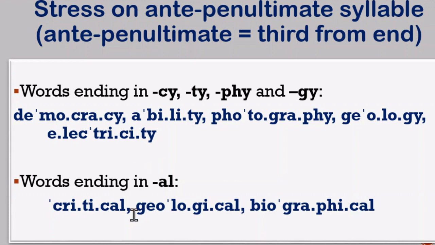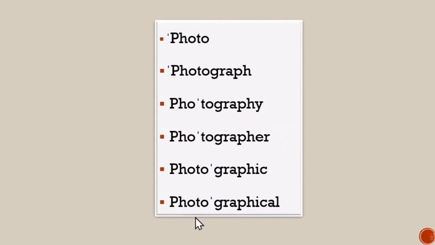Now words ending in -al, critical, see ante-penultimate. This is ultimate, penultimate, ante-penultimate. Geological, biographical. Right. I'm just trying to give you a feel of English stress. Look at how the stress keeps changing in words related to photo: photograph, photography, photographer, photographic, photographical.